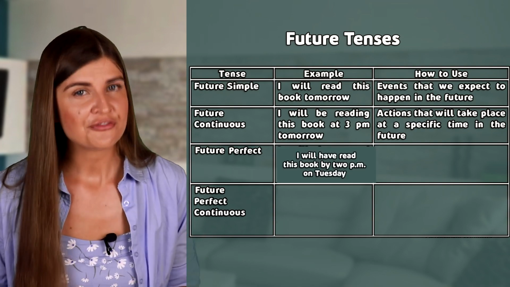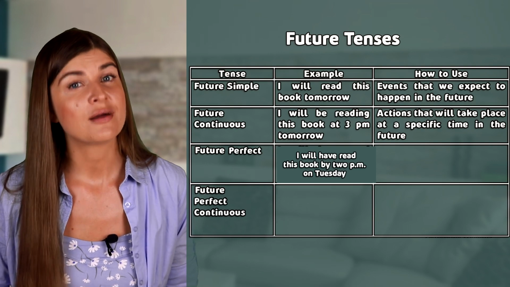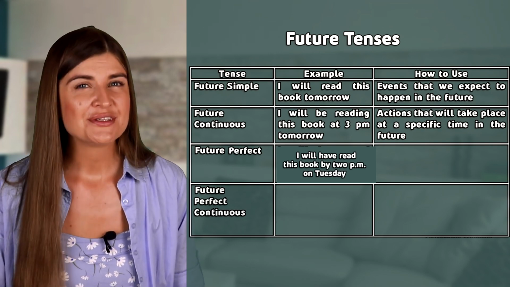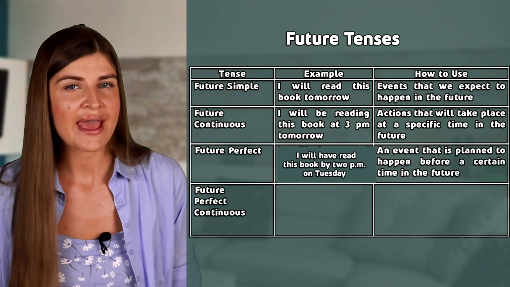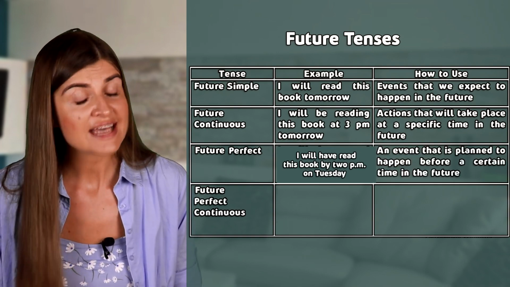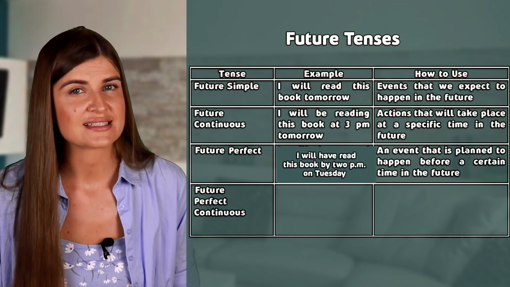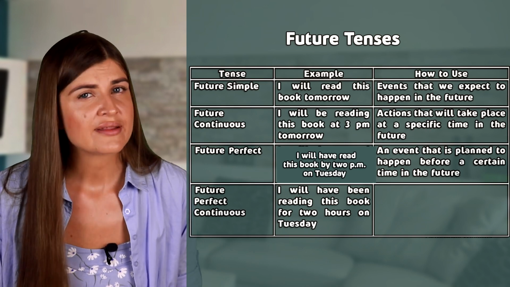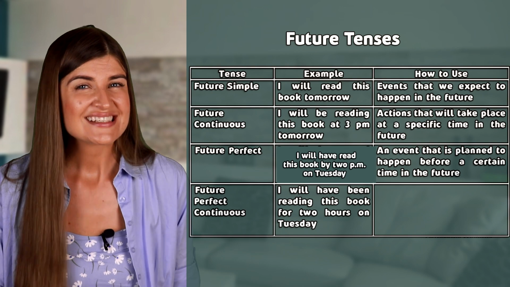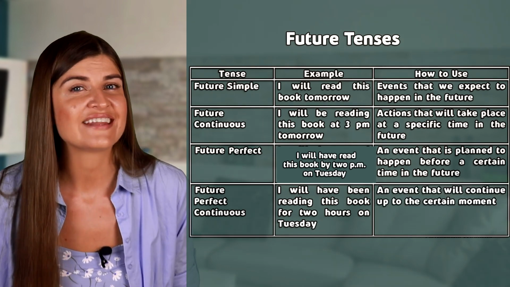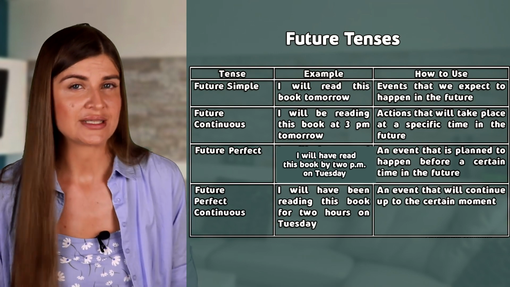The future perfect: I will have read this book by 2 p.m. on Tuesday. We use this tense to describe an event that is planned to happen before a certain time in the future. The future perfect continuous: I will have been reading this book for 2 hours on Tuesday. We use this tense to talk about an event that will be continuing up to a certain moment.